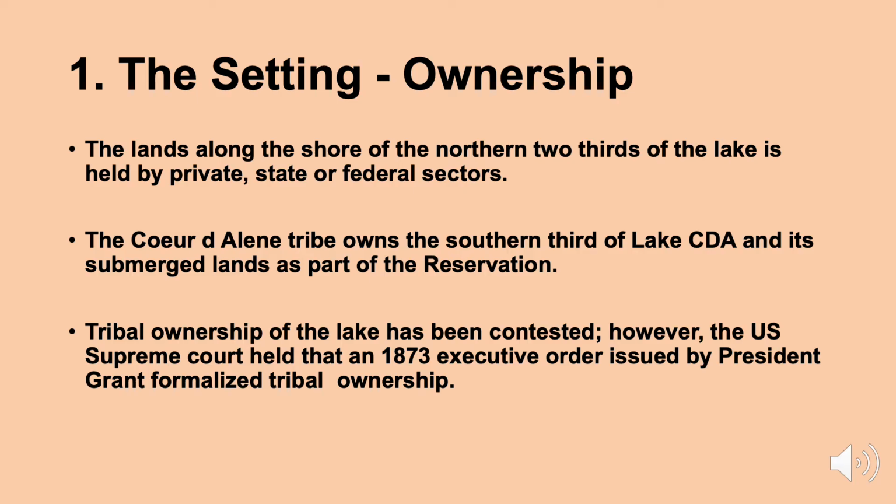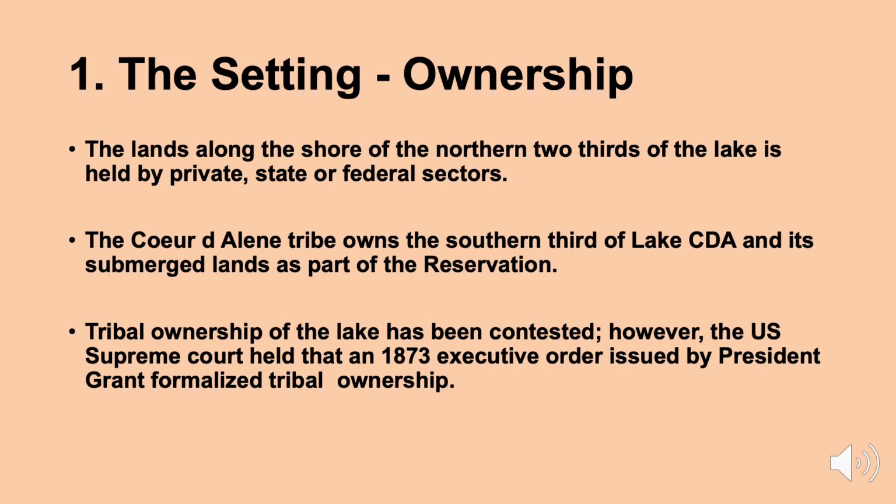Okay, let's take a look at some technical information about Lake Coeur d'Alene. Let's look at the setting and the ownership. The lands along the shore of the northern 2/3 of the lake are held by private, state, or federal entities. Lots of private land, lots of people have homes on the lake. There's a lot of state land. There's a lot of federal land in the vicinity of the Lake Coeur d'Alene watershed on the northern 2/3 of the lake. The southern third of the lake is owned by the Coeur d'Alene tribe.